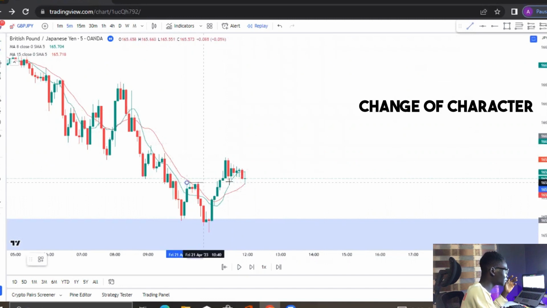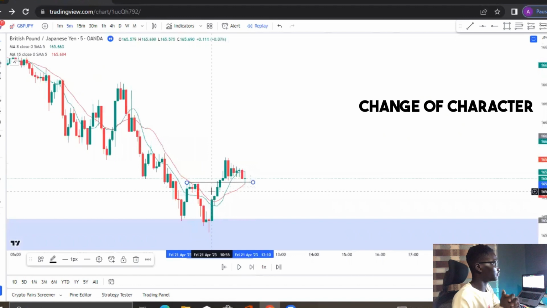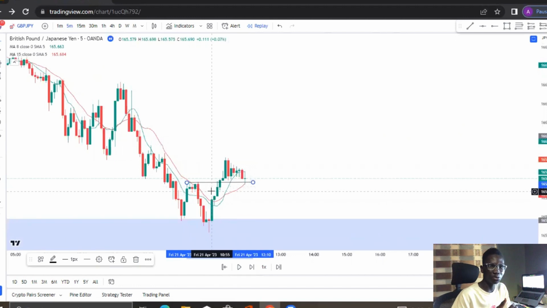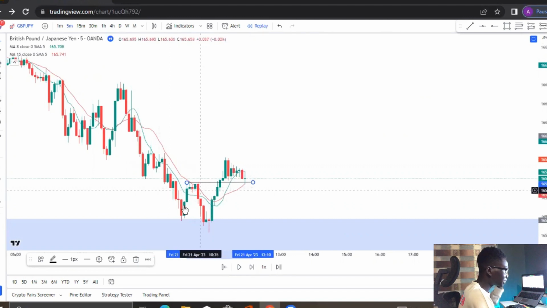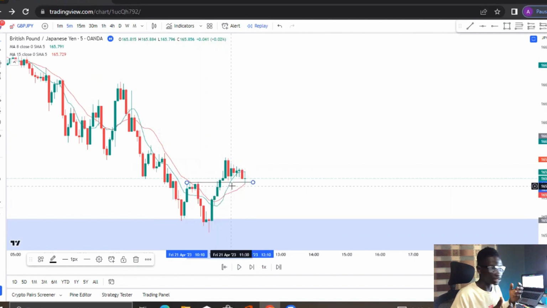So as you can see right here, price has literally taken the previous high of the forex market. When price is trending towards the downside, price tends to form new lower lows and new lower highs. So as you can see right here, price has taken the previous lower high, which tells you that buyers are getting in and they are trying to push the market towards the upside.